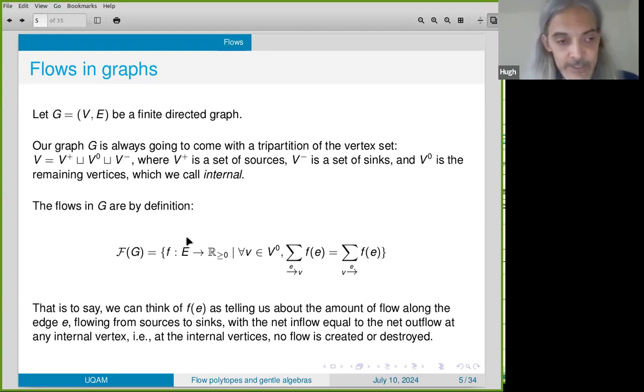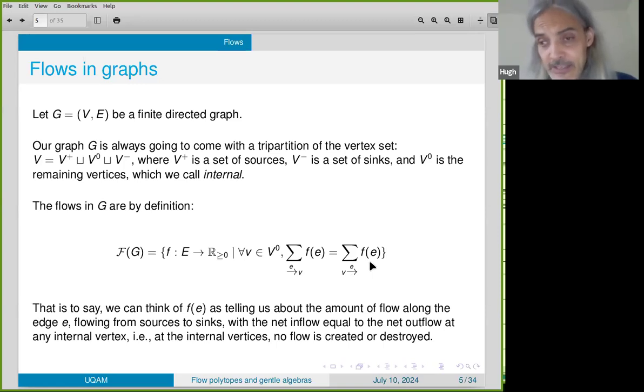And the flows in a graph, by definition, a flow consists of a map from the edges to the real numbers, and we're thinking of it as like a quantity of liquid, let's say, actually flowing along the edges. And then the condition that we want to impose is at the internal vertices: at an internal vertex V, we want to take the sum over all the edges going into V of the flow along that edge, and it should equal the sum over all the edges leaving V of the flow along that edge.